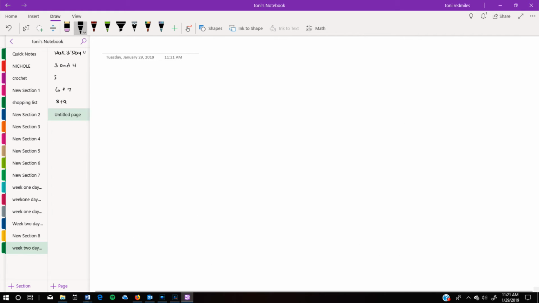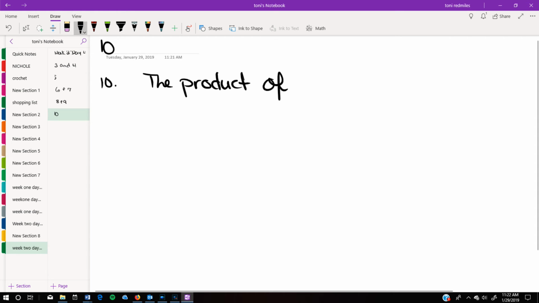All right, we only have a few more left. Let's start on number 10, which reads, the product of 6 and r. So product means, and the word of, they both mean multiplication, so I know it's just 6 times r.